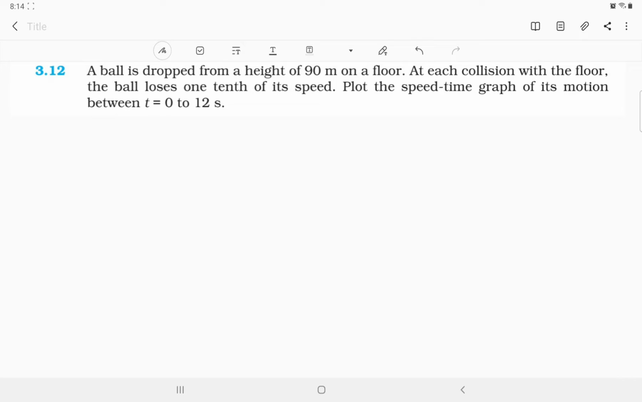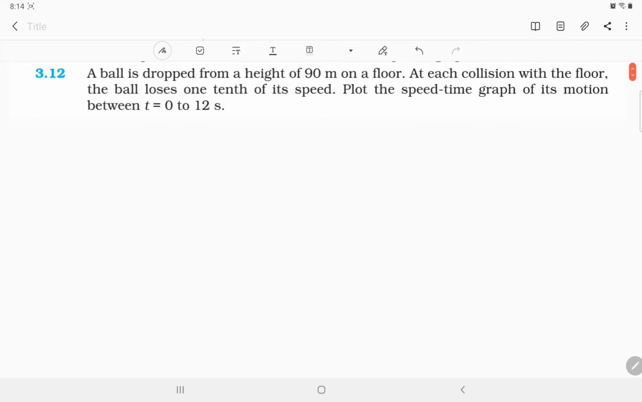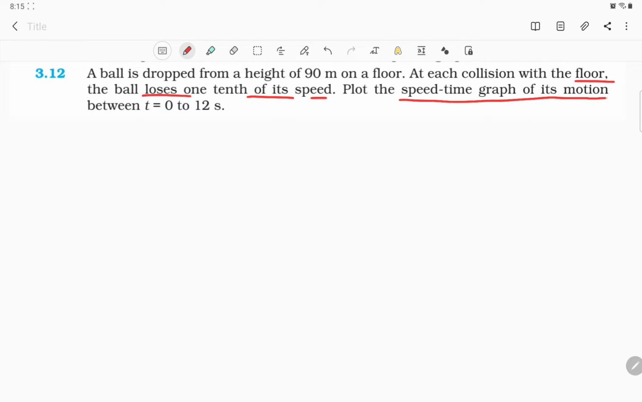Solve the question 3.12. It is given that a ball is dropped from a height of 90 meters onto a floor. At each collision with the floor, the ball loses 1/10 of its speed. Plot the speed-time graph of its motion between 0 to 12 seconds.